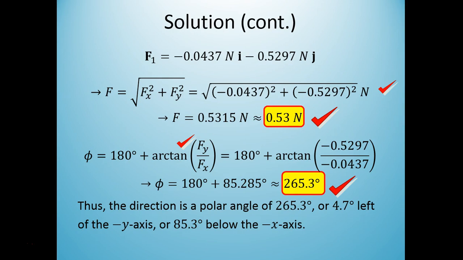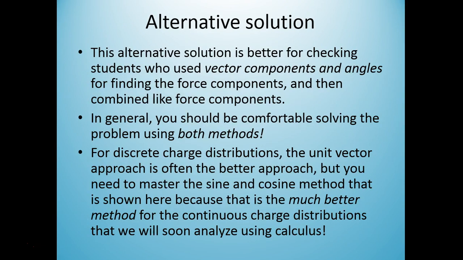Like direction with respect to what? So in this case, I probably even should have been more specific. I should have said, comma, with respect to the positive x-axis going counterclockwise, but that's what we mean by polar angle. You also could have said 4.7 degrees to the left of the negative y-axis, or 85.3 degrees below the negative x-axis.